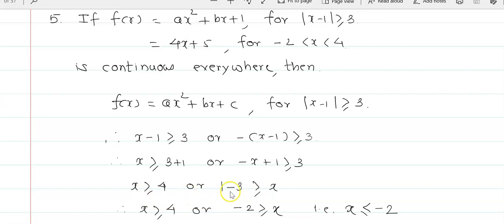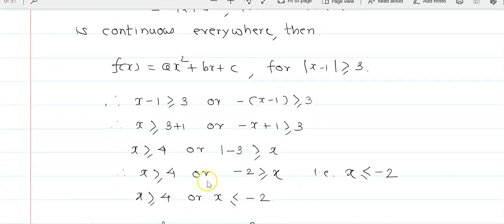Or 1 − x ≥ 3, that is, add x on both sides and subtract 3 on both sides, then you will get 1 − 3 ≥ x. Therefore, here x ≥ 4 or −2 ≥ x. It means that x ≤ −2. Therefore, we have the two things: x ≥ 4 or x ≤ −2.